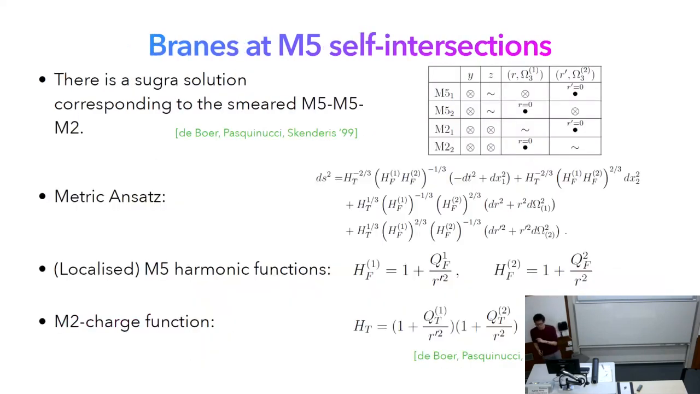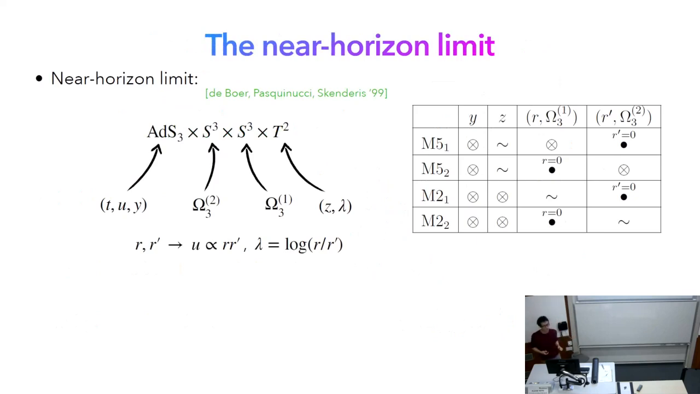Since maybe I'm a little bit out of time, there exists a supergravity solution corresponding to this smeared intersection. There is a metric that is governed by some harmonic functions. And so you can go to the near horizon limit. The near horizon limit is AdS3 times S3 times S3 times T2. The two S3s are the S3s of the M5s. The AdS would be made of time, Y, the common direction, and U, which is the product of the two radii of the M5.